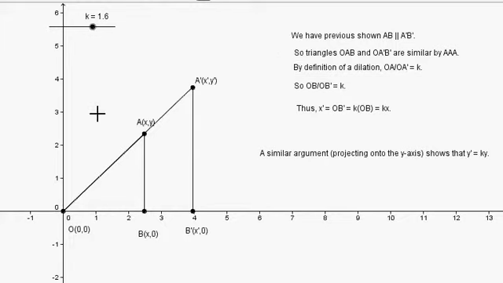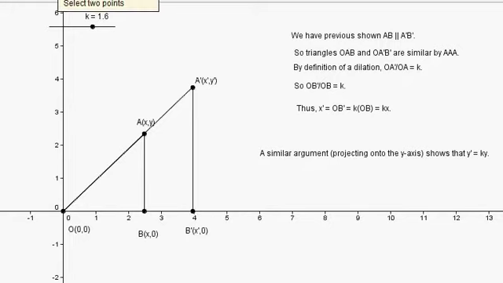We stretch to get to OA prime. And then OB prime divided by OB is k. And so if you multiply, OB prime is k times OB. So x prime is actually, as it should look in the picture, k times x. Now I could do the same thing over on the y-axis to show that y prime is k times y. So it's pretty easy to see, kind of obvious if you look at the picture.